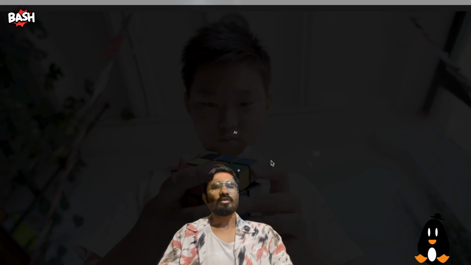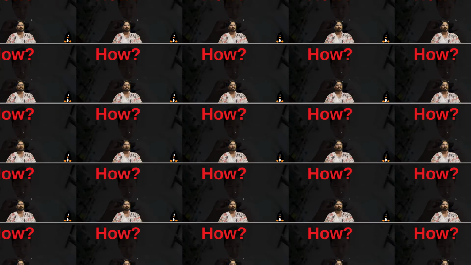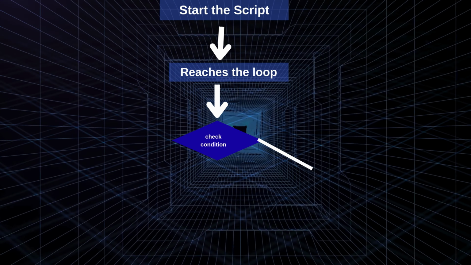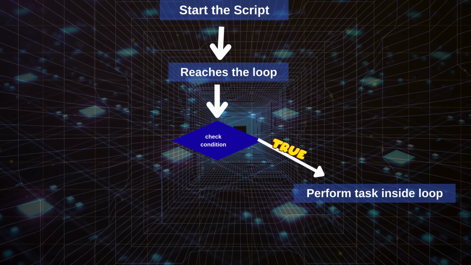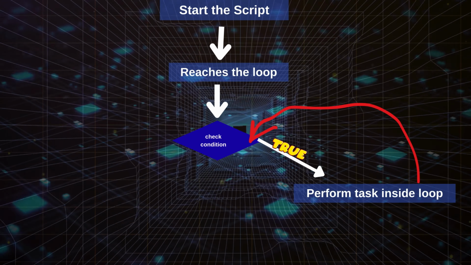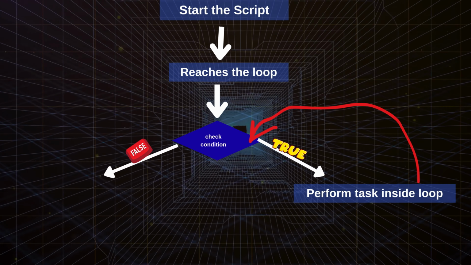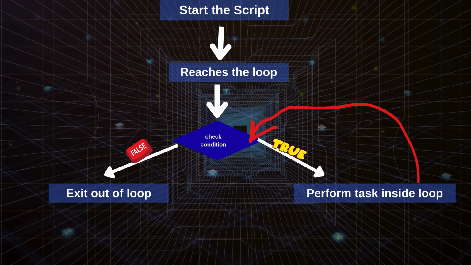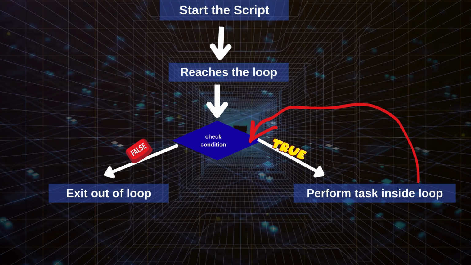Let's take a quick look at how loop logic works behind the scenes. When your script runs, it reaches the loop and checks a condition. If the condition is true, it performs the task you gave it. Then it goes back and checks the condition again. This cycle repeats until the condition becomes false. At that point, the loop exits and the script continues. This is what makes loops so powerful. They automate repetition.